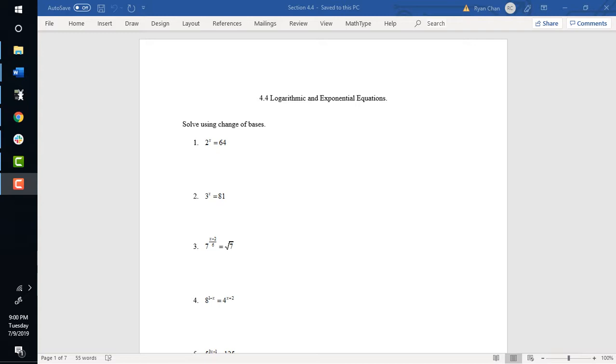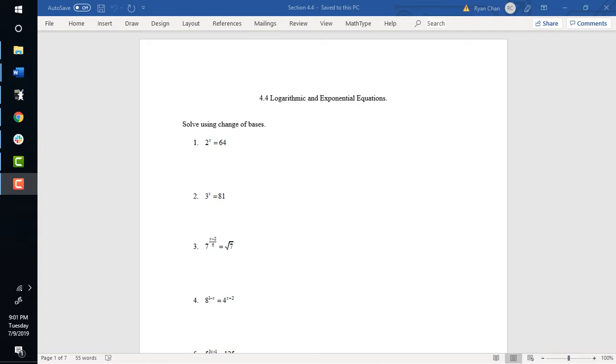Now, in 4.4, there are four different types of logarithmic slash exponential equations. This video, we're probably just going to do the first two types. One of the things too is sometimes you have problems which could have more than one way of solving it. So as we do all four methods, you could see certain problems where you can do it different ways. So, section 4.4, let's talk about it.